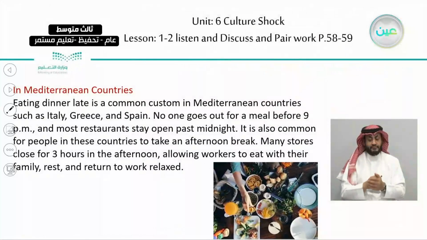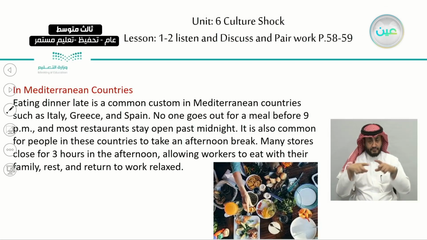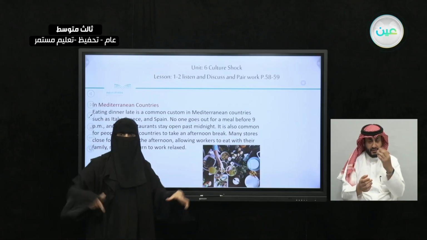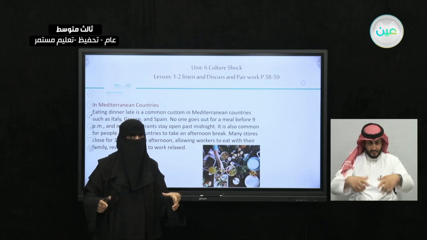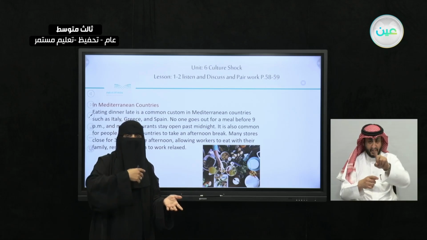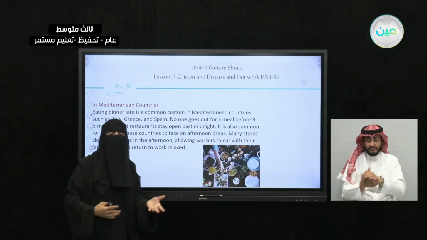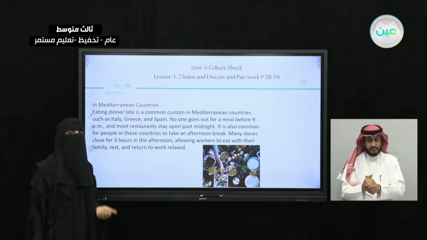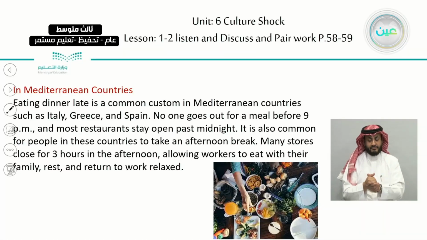Now let's see the second paragraph. It's in Mediterranean countries. Let's hear the text together, then we will go through the answer. In the pictures in your book, you can see three men. They are around the dining table. They are eating, and you can notice the clock behind them. The clock shows that the time is really late, right? Let's hear the text, then we will go through the questions and answers together.